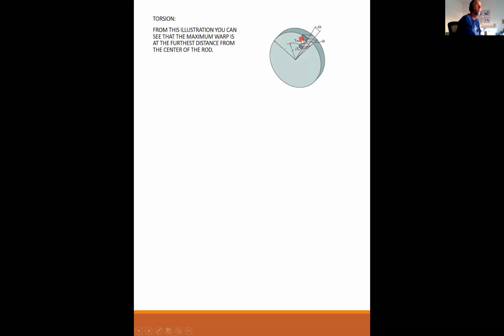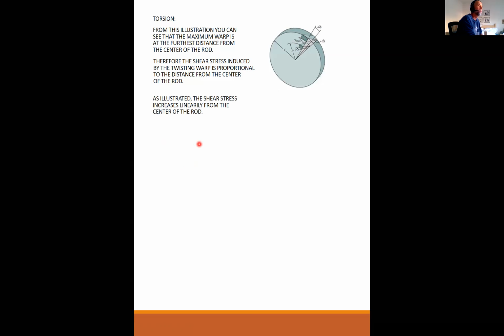And gamma max is maximum at the surface of the rod, and it is less and less as you get towards the center of the rod. At the very center of the rod itself, there is no differential rotation, there is no shear strain, there is no shear stress at the center of the rod, and it progresses outward in a linear fashion. This is what this is illustrating. So therefore, the shear stress induced by the twisting warp is proportional to the distance from the center of the rod.